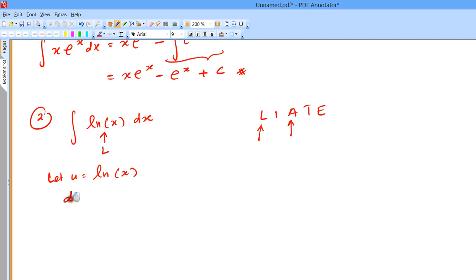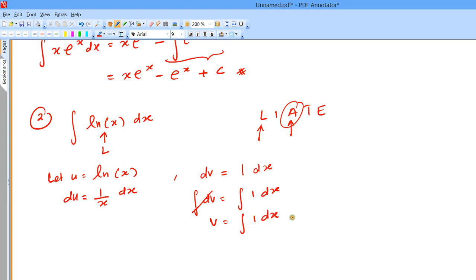Then differentiate both sides. Differentiating the left hand side gives du, and differentiating the right hand side gives 1 over x dx. Next we need to define dv. Since we have algebraic equal to 1, dv equals 1 dx. To define v, you need to integrate both sides: integrate dv equals integrate 1 dx. You can cancel out the notation for integration and differentiation, so v equals integrate 1 dx with respect to x, which equals x.